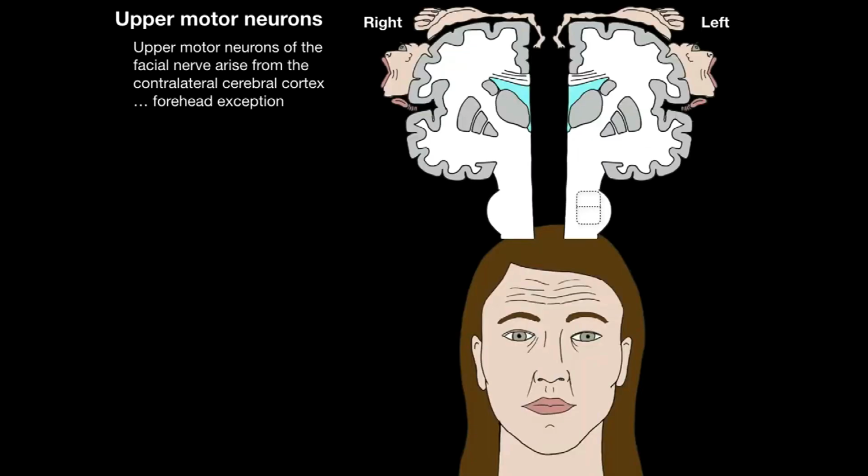So let's now talk about upper motor neurons. Upper motor neurons of the facial nerve arise from the contralateral cerebral cortex. And there's an exception with the forehead, so hold that thought. So here in this section, we see the facial nucleus. And there in the upper right cerebral cortex, by the forehead part of the homunculus, an upper motor neuron descends through the internal capsule, synapses with a lower motor neuron that goes specifically to the forehead.